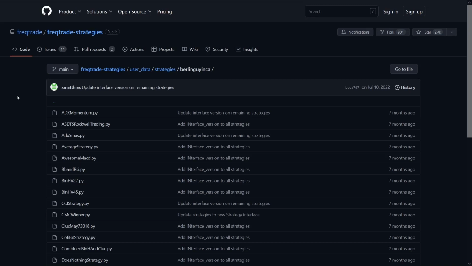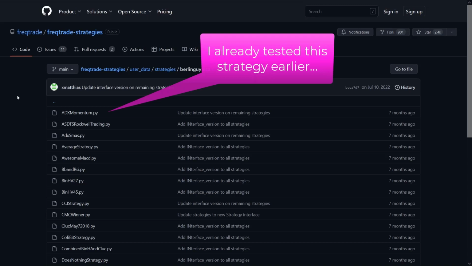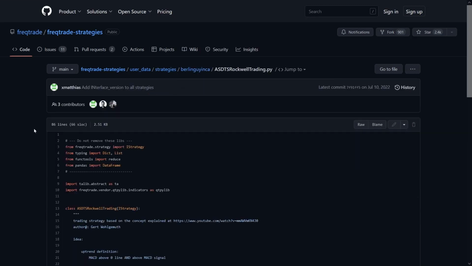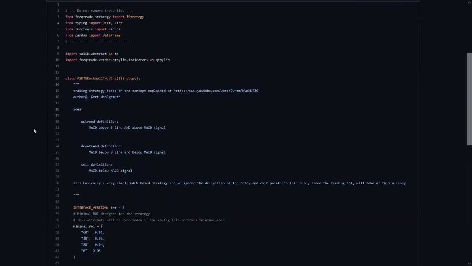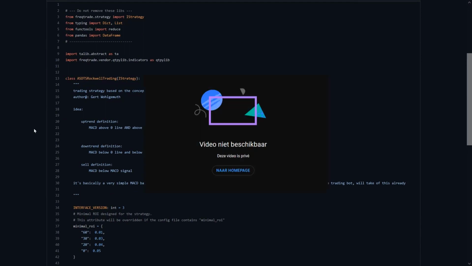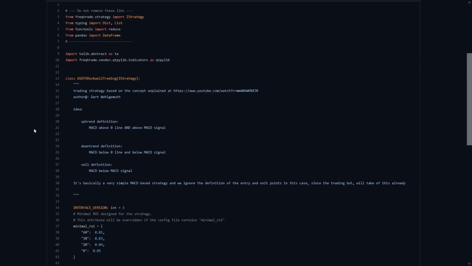So therefore, let me start with the first strategy file that is in this list, which I did not already test, and that is the ADST Rockwell Trading Strategy, created by Gert Wolgemuth. It is a strategy that originates from a YouTube video that unfortunately is not available anymore. But the idea of this strategy is well explained in the code itself and is very simple to grasp.